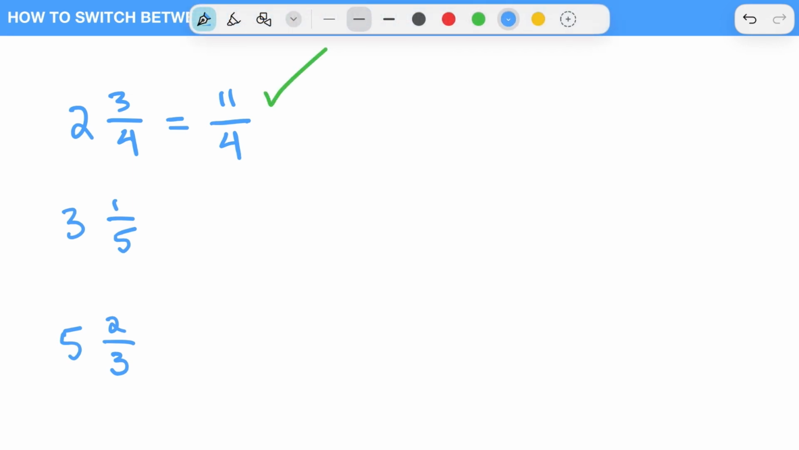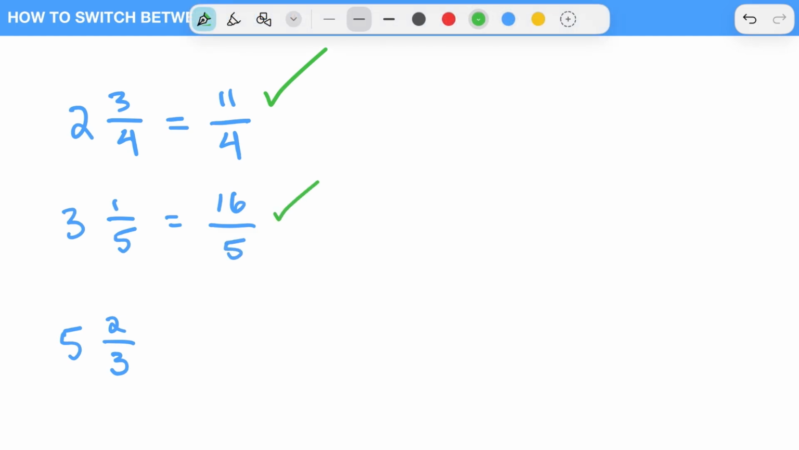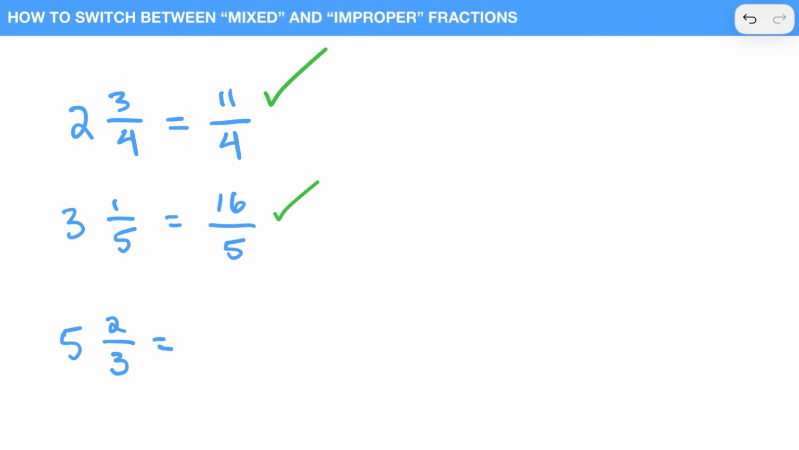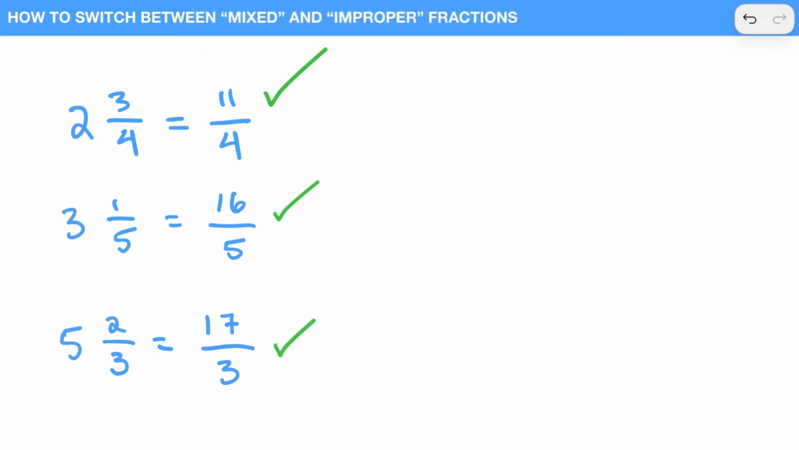How about the second one? Let's go big times the bottom. That's 15 plus the top is 16. 16 all over the bottom is 5. And that is our answer. And how about this last one? We got 5 2/3. Big times the bottom is 15. Plus 2 is 17. All over the bottom is 3. That is 5 2/3 represented as an improper fraction. And that's how you switch between mixed and improper fractions.